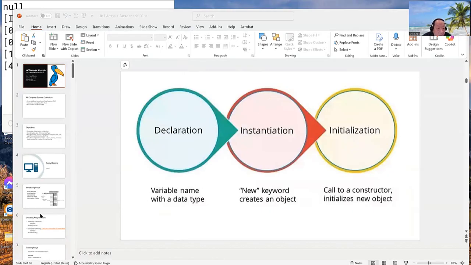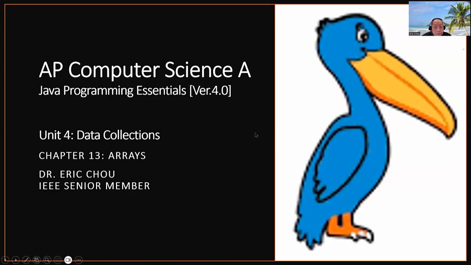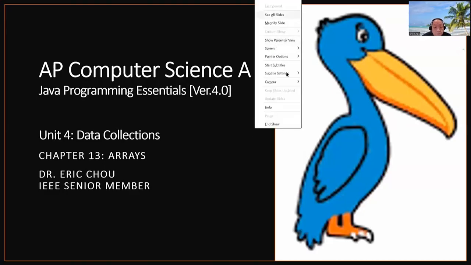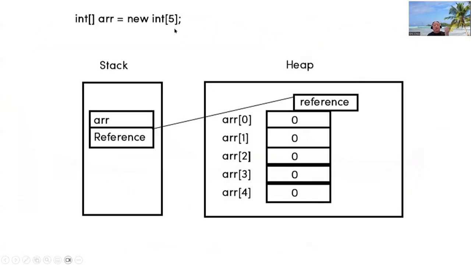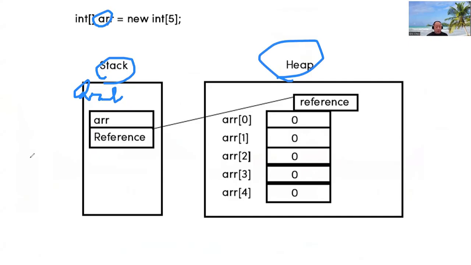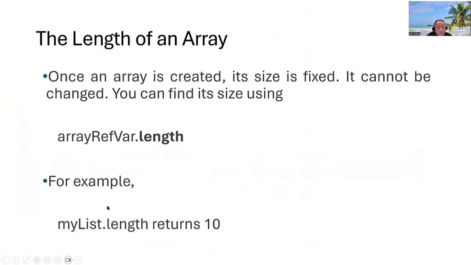Okay. So you declare an integer array arr equals new integer. This arr is a reference, and it is a local variable stored in the stack, and then the object itself is stored in the heap. And the array comes with a variable called length. This one is the length of the array.